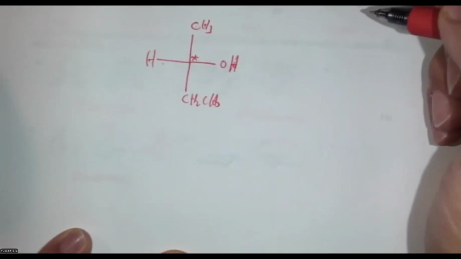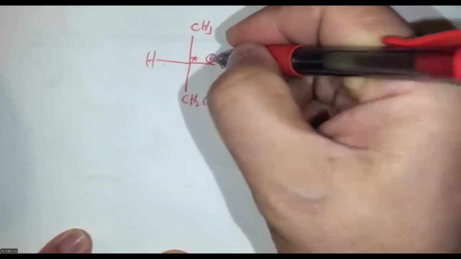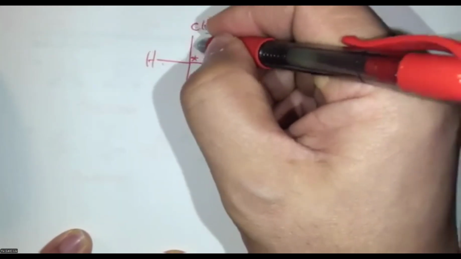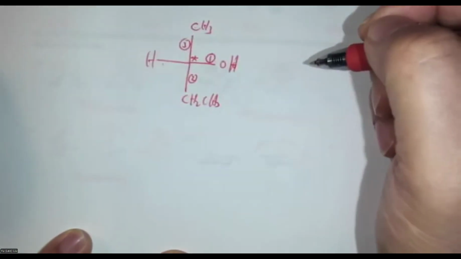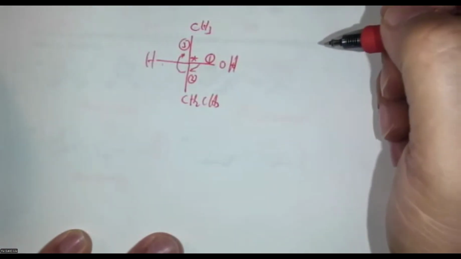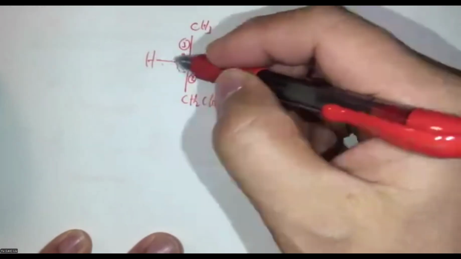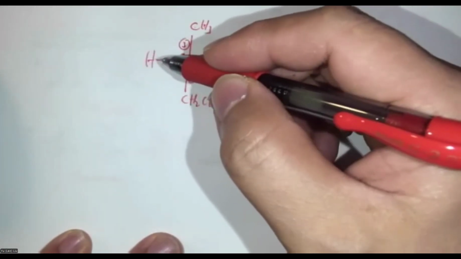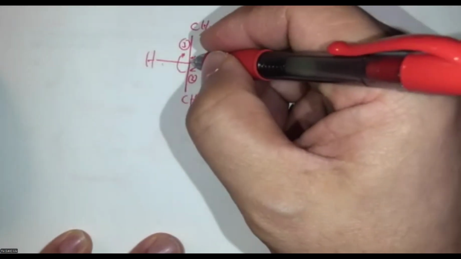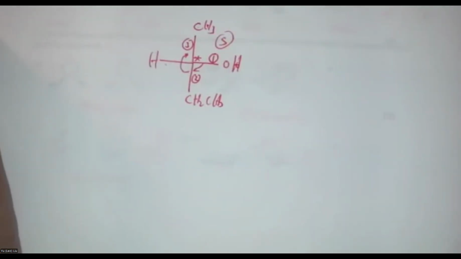For this one, we can still assign the priorities. The highest one is this OH group, followed by this ethyl group, and then followed by this methyl group. Then you draw the arc from 1 to 2 to 3, and it looks like clockwise. But the hydrogen is on the horizontal bond, which points towards you, so you need to give the opposite assignment. So the center for this one should be S. Please keep that in mind.